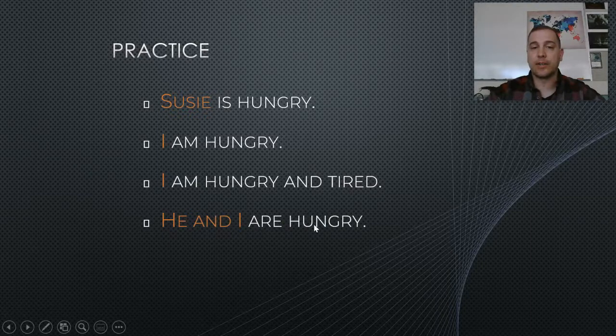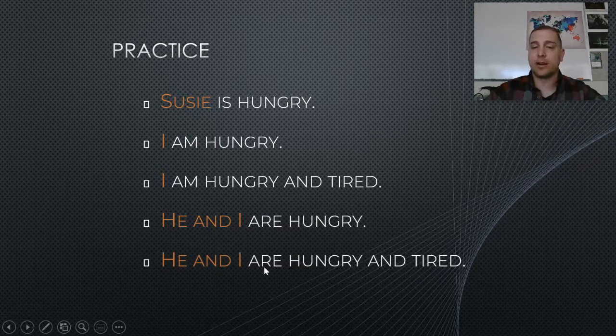He and I are hungry, right? Here, he and I is the subject. Are is the verb, and hungry is the predicate. And he and I are hungry and tired. Same thing. Here, he and I is the subject. Are is the verb. The rest of it is the predicate. All of these are complete sentences.